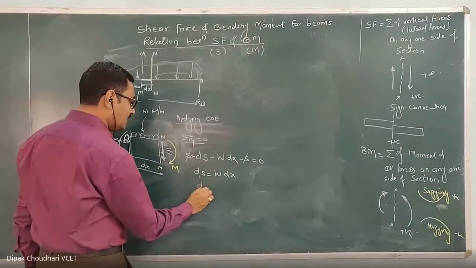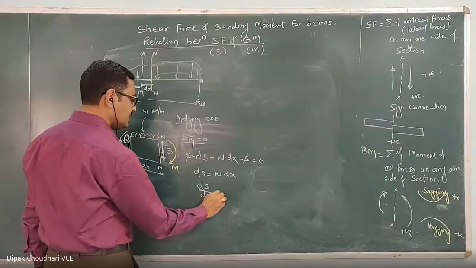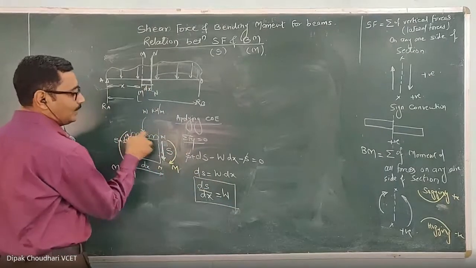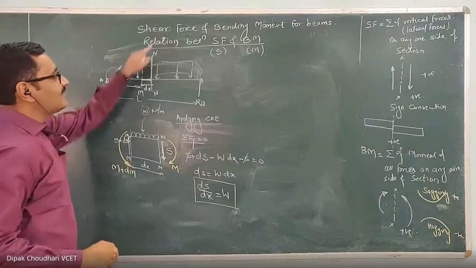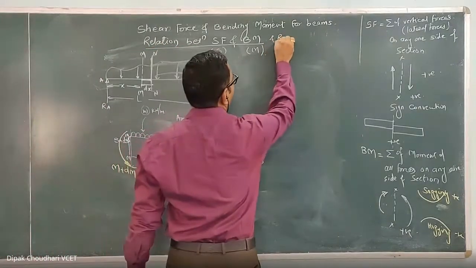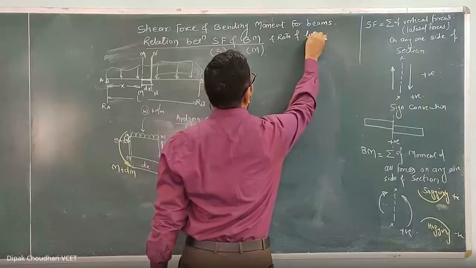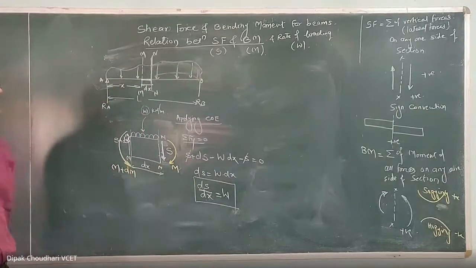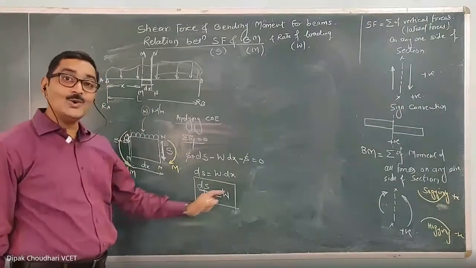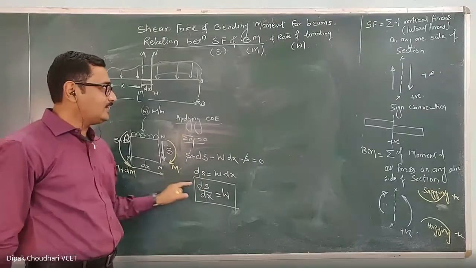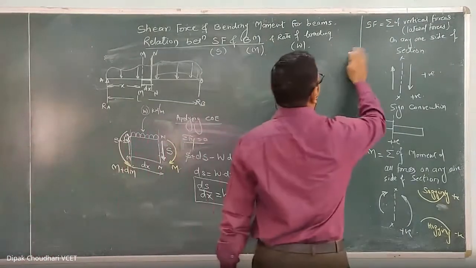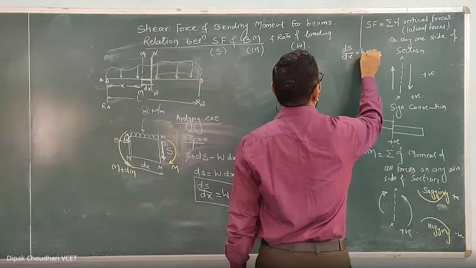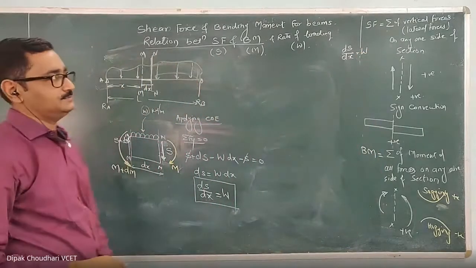From this one I can write dS by dx is equal to W. This is the relation between the shear force and the rate of loading. W is the rate of loading. So it is the relation between shear force, bending moment and rate of loading. The mathematical relation between the shear force and the rate of loading, it is not load, it is the rate of loading. So the rate of change of shear force with respect to the length x gives you the loading. dS by dx equal to W.